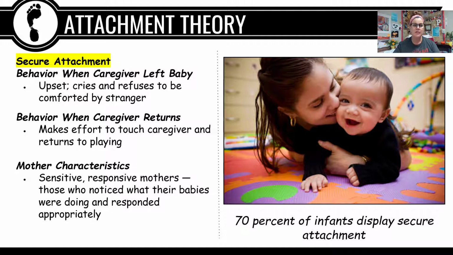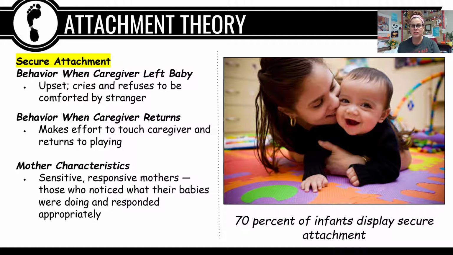And so the term secure attachment, what Ainsworth observed, and this was true in 70% of the infants that she studied, that when the caregiver left, the baby was upset. They would cry, they wouldn't be comforted by a stranger. And then when the caregiver returned, they made an effort to touch the caregiver and return to the activity that they were already engaged in. But in order for this to happen, the mother had to have characteristics that showed that she was a sensitive, responsive mother, and that mothers cared about the reaction and the terror in some cases that some of these babies showed when the mother left the room.